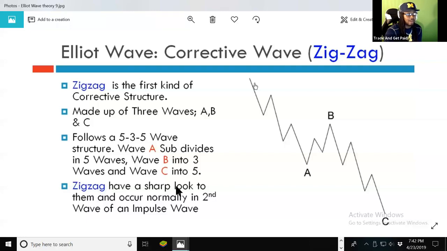Zigzag has a sharp look and occurs normally within the second wave of an impulsive wave. Basically just breaking down anytime we see the 2 and the 4 wave when price is pulling back down again, right? We just talked about those in the previous ones. It's going to look something like this. It's that nice little 5 wave down, 3 wave up, 5 wave down again.